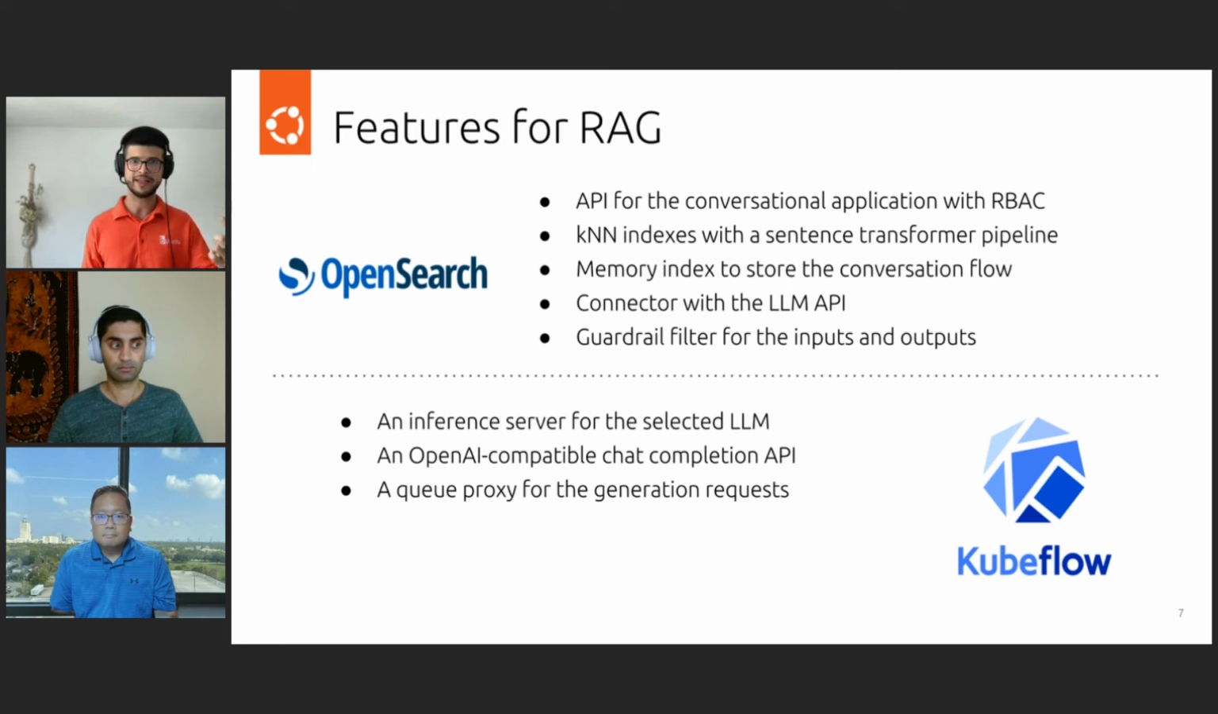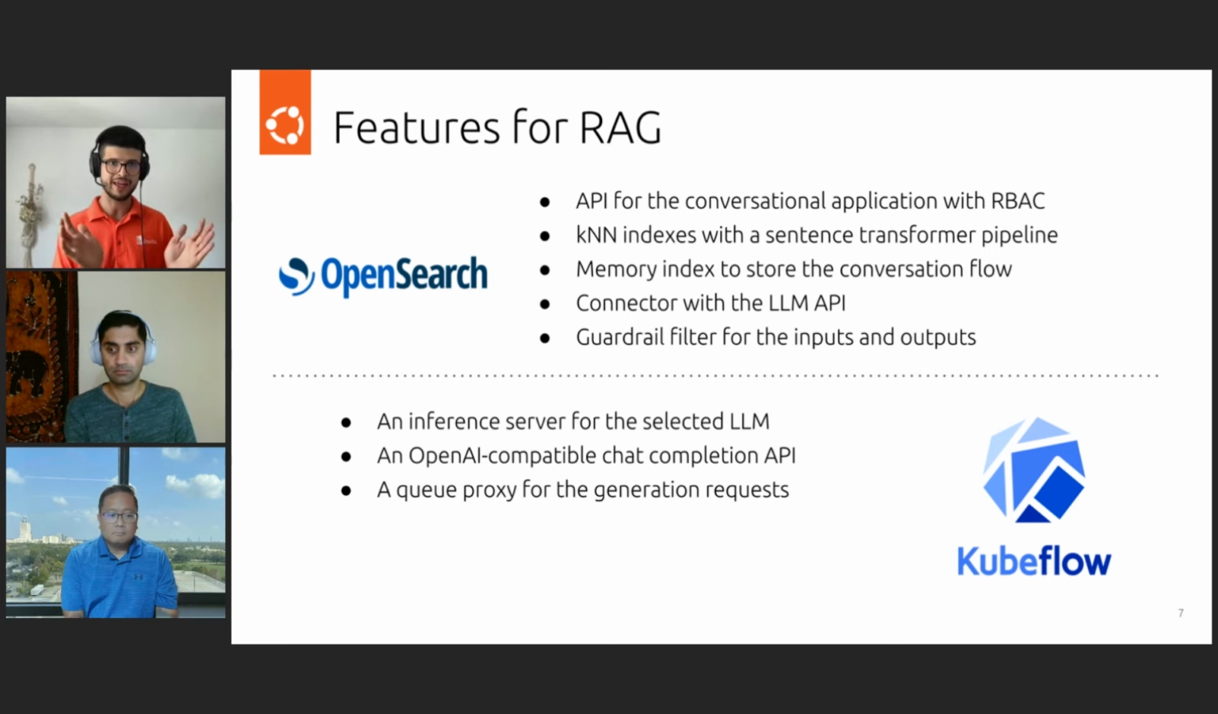There are some additional capabilities, like building a memory index to store the conversation history and being able to provide the conversational flow that you expect from a modern LLM application, and a connector to the LLM API, so you can connect to the LLM that you're inferring in your environment, but also connect a third-party LLM in case you want to load balance or route different RAG agents depending on the task they are performing. And finally, it provides guardrail filters for the inputs and outputs of your RAG interaction with the users.